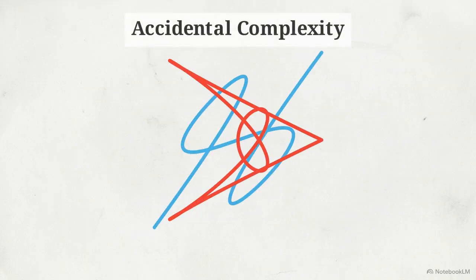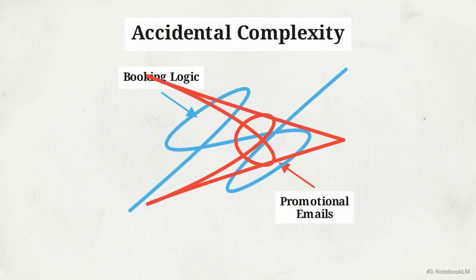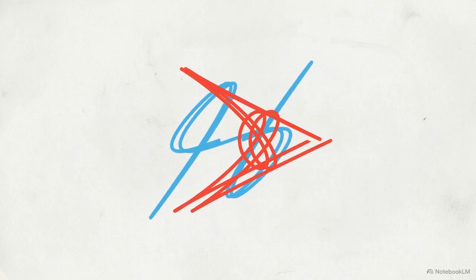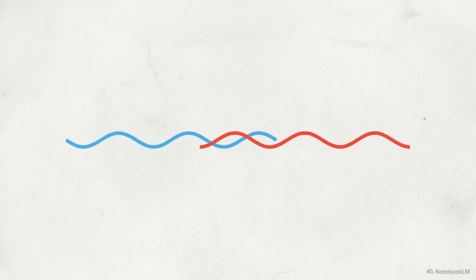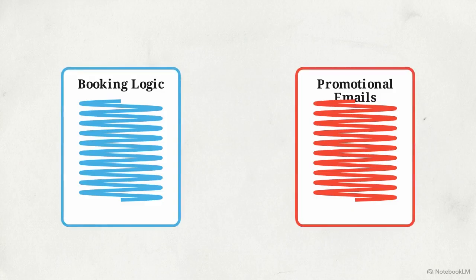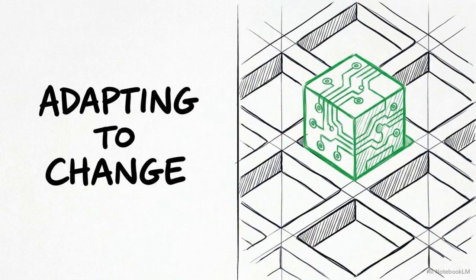Accidental complexity creates a mess of tangled wires. The logic for booking a table gets tightly knotted with the code for promotional emails. Good design separates these functions. Isolating the booking logic from the email code ensures a change to one won't break the other. This allows a junior engineer to fix bugs independently on their very first day, protecting the team's time and mental health. The third pillar is evolvability.